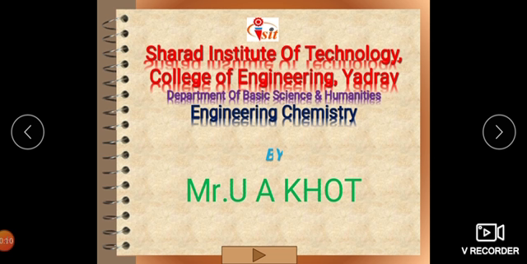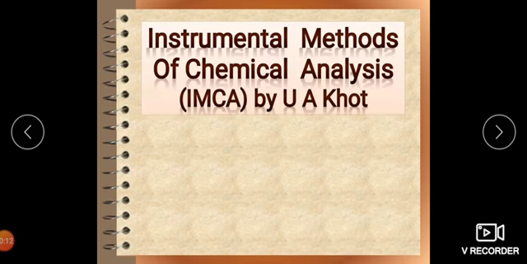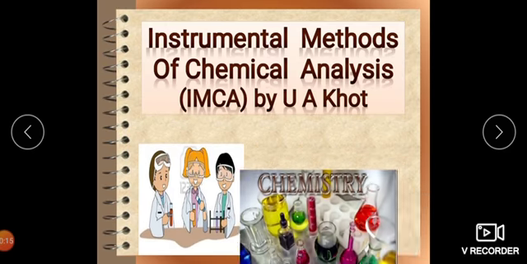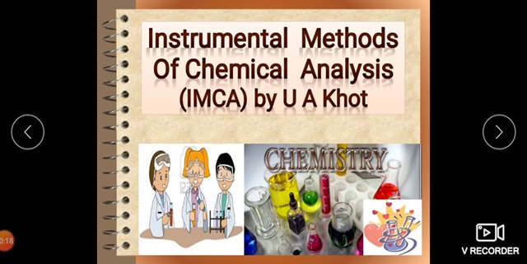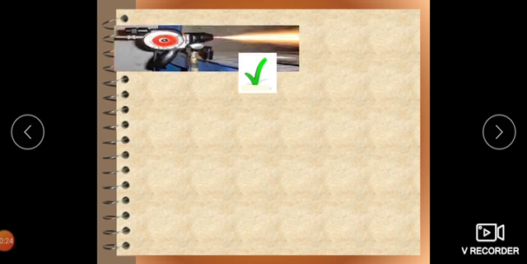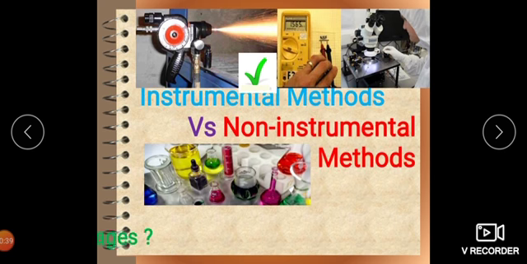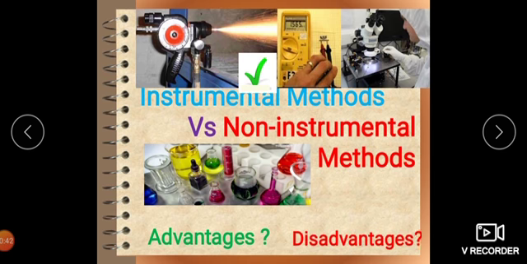Today we are going to deal with a new topic, that is instrumental methods of chemical analysis. In this topic we are going to see three instrumental methods which are widely used for chemical analysis, but before that we have to see the advantages and disadvantages of these two methods, nothing but the instrumental methods and non-instrumental methods.